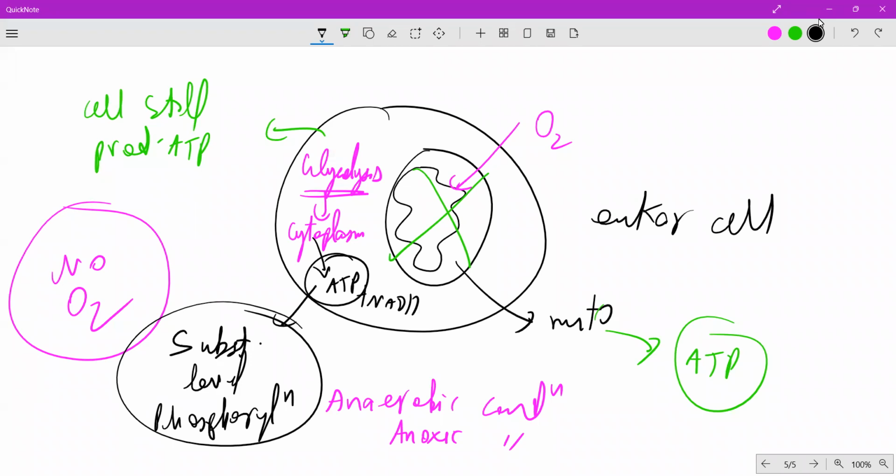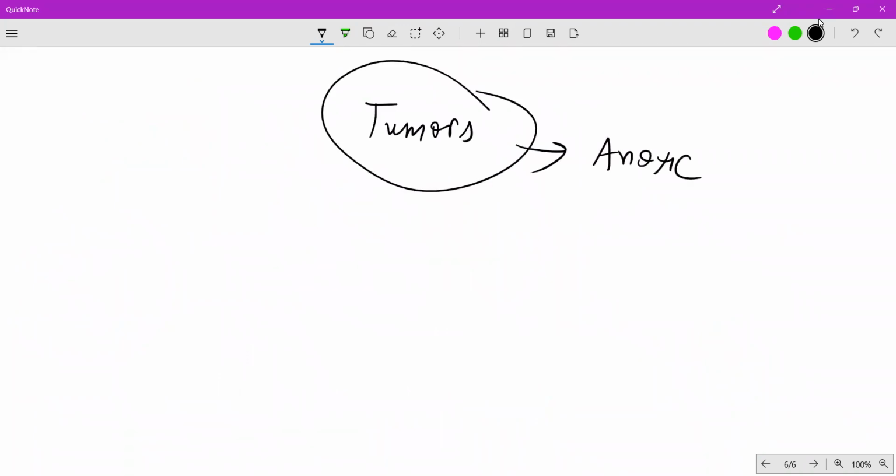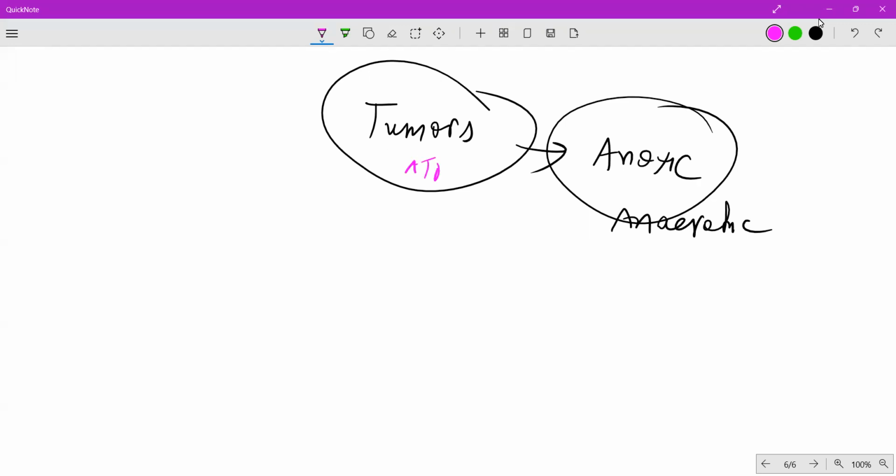We know in many tumors, they initially grow under anoxic conditions. They are not very well supplied with the blood vessels. They grow under anaerobic conditions. So what do you think? They'll die or what? They don't die. They can still survive. They still produce ATP through glycolysis. Look at this, they don't die. So this should be very, very clear. Okay.